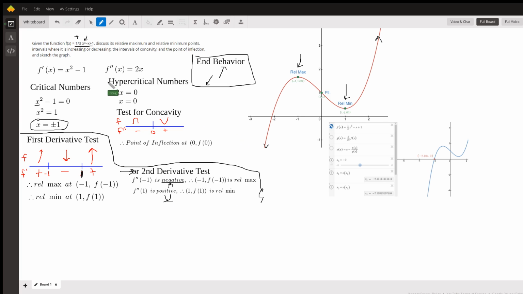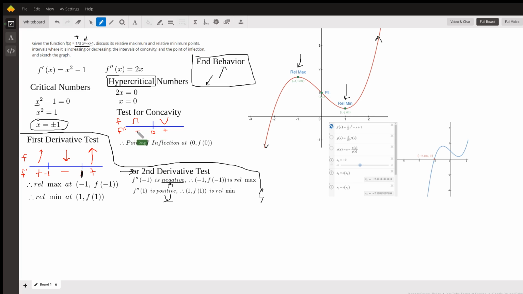I call this finding hypercritical numbers. There's not many textbooks that use that phrase anymore, but old textbooks used to say it for where the second derivative is equal to 0. We've got hypercritical numbers, and if you do want to do a test for concavity, put 0 on a little number line, and determine the sign of f double prime in each interval created by that hypercritical number.